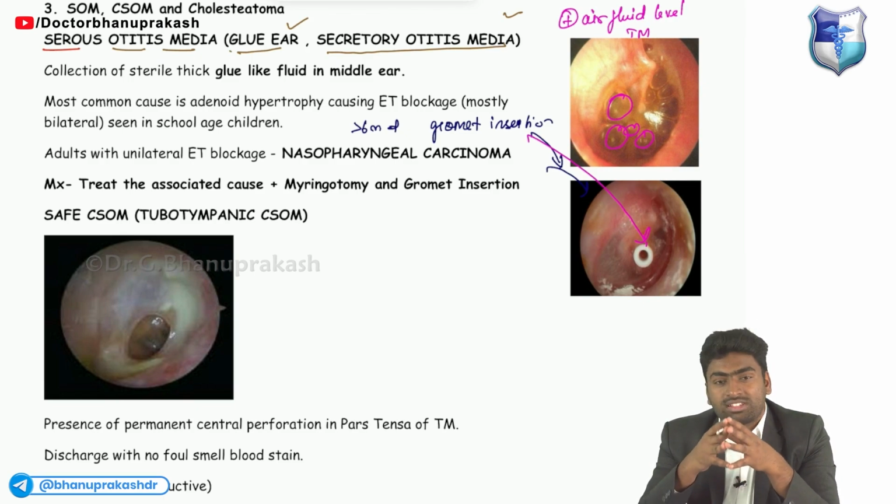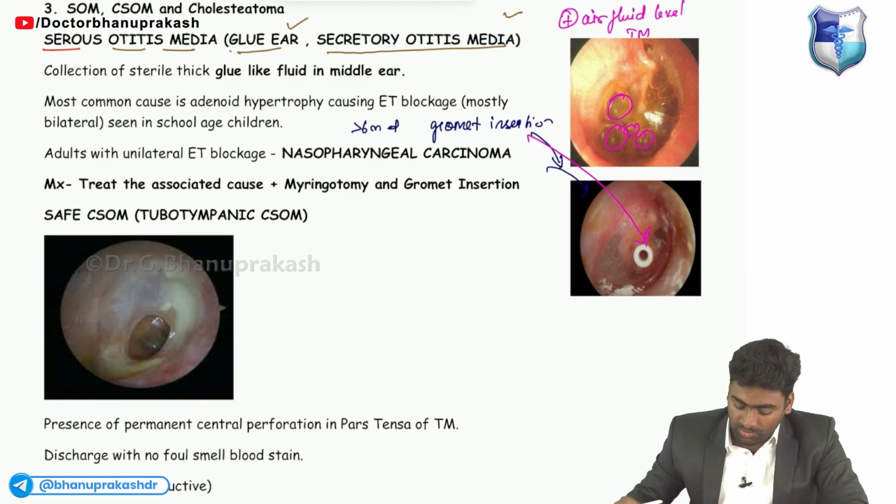So in the case of nasopharyngeal carcinoma, it will cause unilateral serous otitis media. Okay, it will cause unilateral serous otitis media. Remember this. Fine?